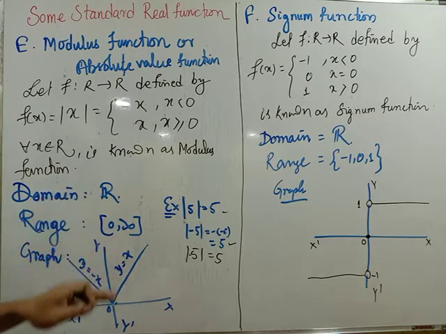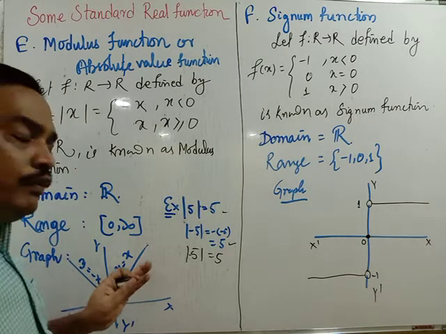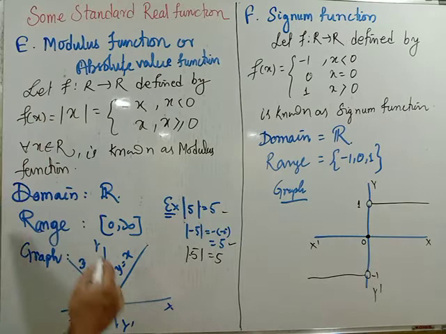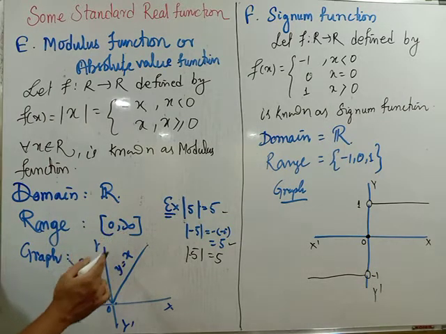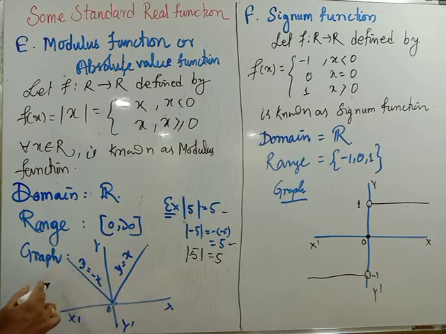So this way it becomes positive. This is also known as the absolute value function, and here the domain is R and the range is always positive, that is 0 to infinity. The graph will be this way. So this is a V shape. This will be the graph of this function. This is the modulus or absolute value function.